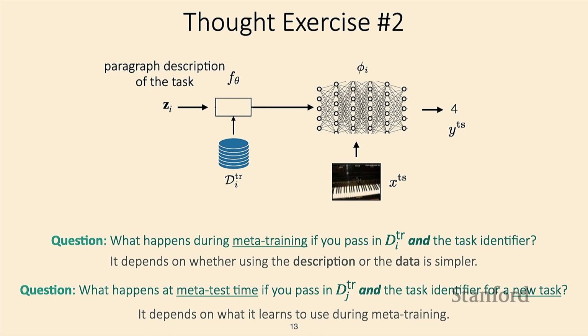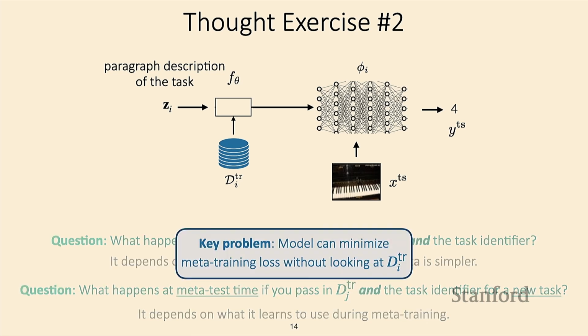It may be that it can actually generalize to the new task using the paragraph description if it has learned sufficiently general representations of natural language text. But it could also be that it sees a new word in the new paragraph or the new task that it hasn't seen before, and it can't interpret what the goal of the task is. Okay, so these are two initial thought exercises, to start getting you thinking a little bit.